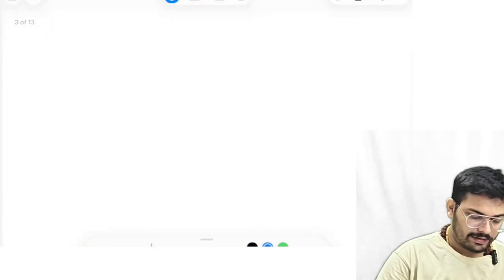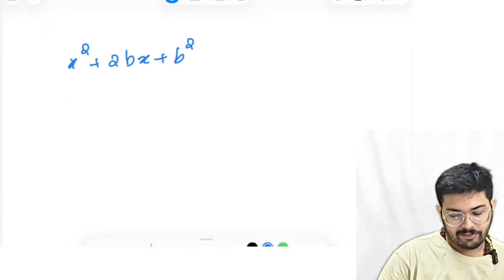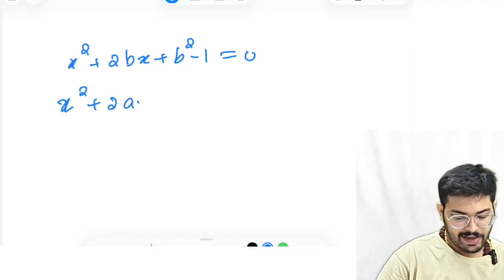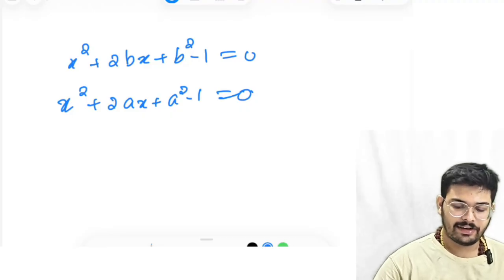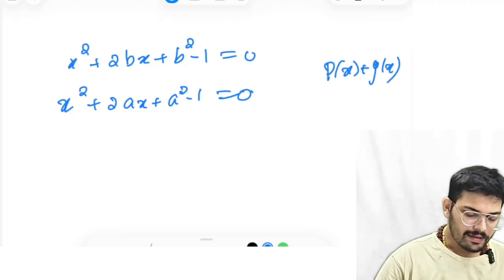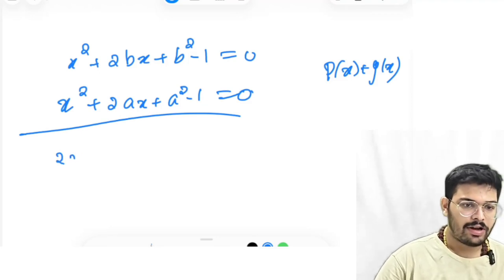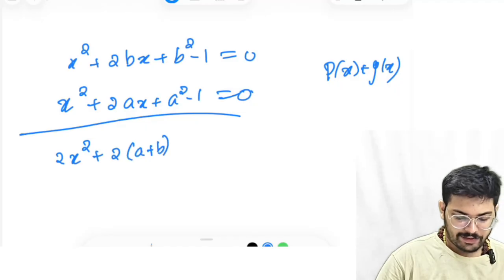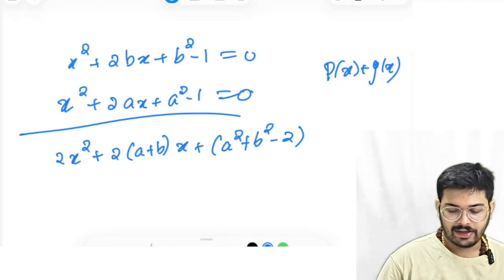We have given two polynomials: x square plus 2bx plus b square minus 1, and another polynomial, x square plus 2ax plus a square minus 1. Now in this question we will be using the logic p of x plus g of x. Now we will be adding. When you add, you will get p of x plus g of x equal to 2x square plus 2 into a plus b of x plus a square plus b square minus 2 equal to 0.